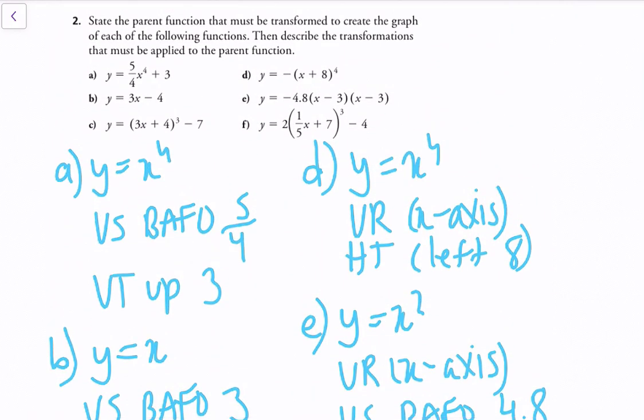Then for D, we have y is equal to x to the 4 as a parent function, vertical reflection across the x-axis, and a horizontal translation left 8 units.